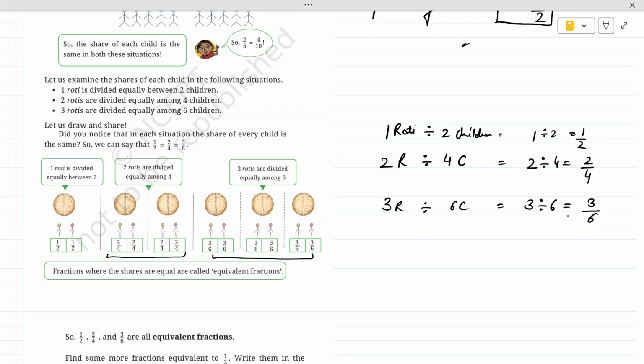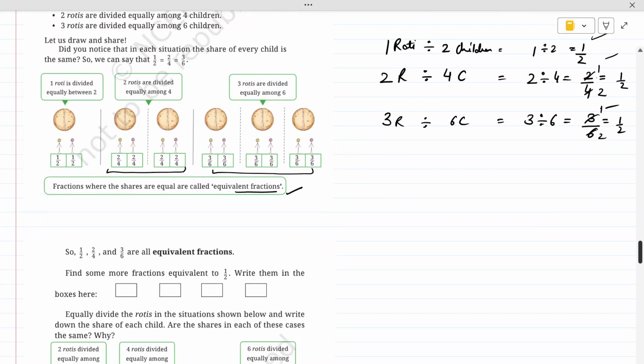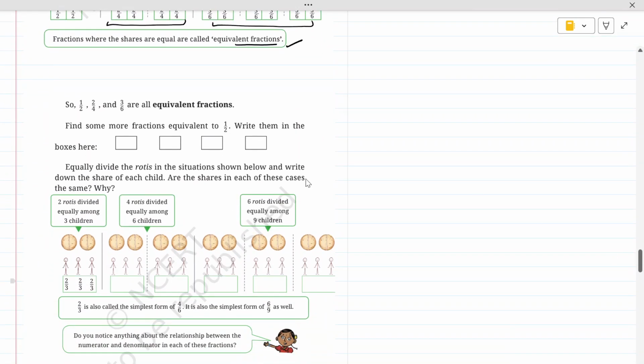Okay, so now kids, let's see, are these fractions equivalent? Just try to simplify these. 2 by 4 will become 1 by 2. 3 by 6 will also become 3 into 1 is 3, 3 into 2 is 6, 1 by 2. Yes, all these are equivalent fractions. Okay, same things are given here. Now, next one. Find some more fractions equivalent to half and write them in boxes. Very, very easy and a homework for you. I'm marking this as homework. This is very easy.